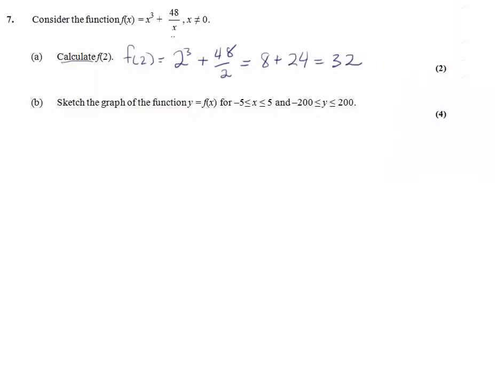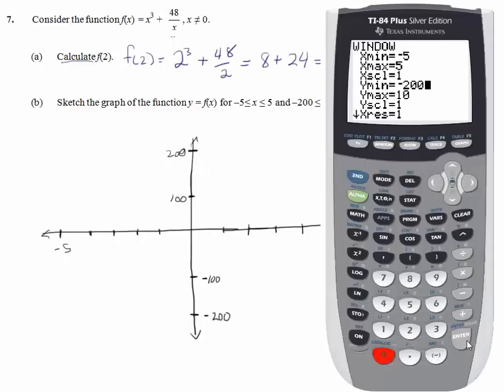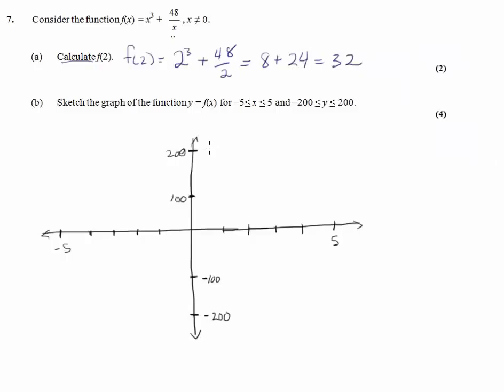It's 32. Part B, they want you to sketch the graph of the function, and again, making a sketch, you need to use the scale, or at least label the axes to what they've asked. So -5 to 5, -200 to 200. That's the same window I'm going to use on my calculator to graph the function, so I get an idea of what it looks like. And there I can see, yes, there's an asymptote at x equals 0, the y-axis, and that the function is a bit symmetric. So I can start to sketch the graph.